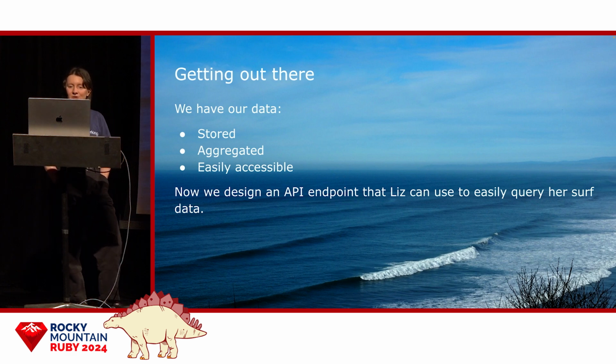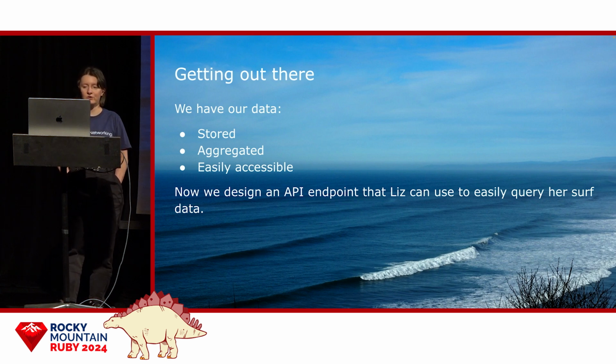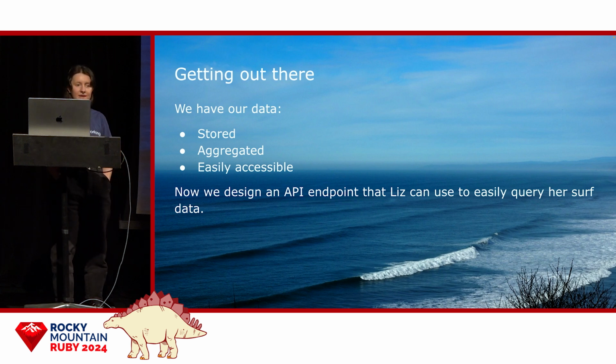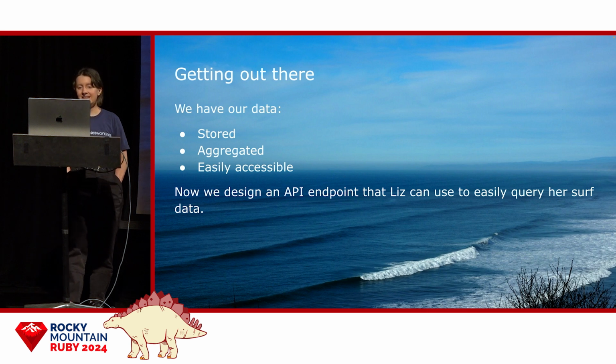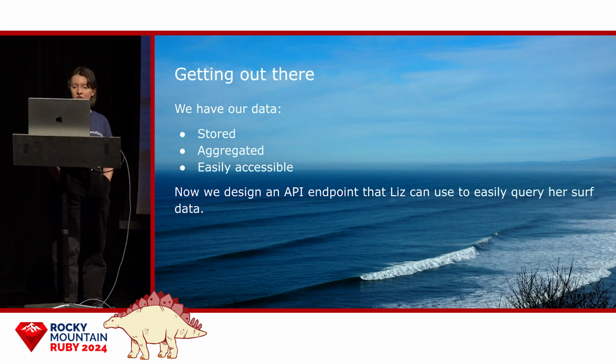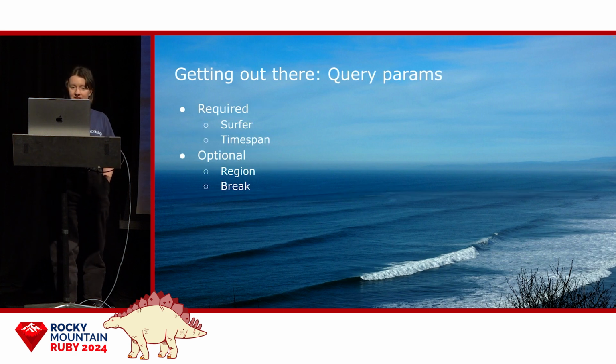Now we have our data stored, aggregated, and easily accessible, and we want to design an API endpoint that Liz can use to easily query her surf data. The decisions we've made when it comes to querying and aggregation will determine exactly how this API endpoint will be used. The next step is defining an API contract, which can be clearly documented for the end user, validated, and enforced. A crucial element to document for the end user is a set of allowable query params.